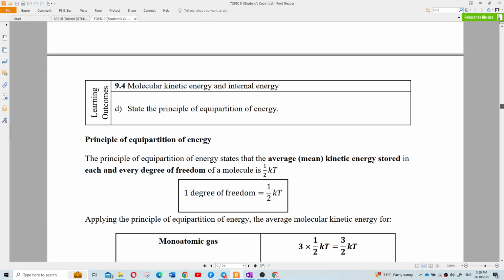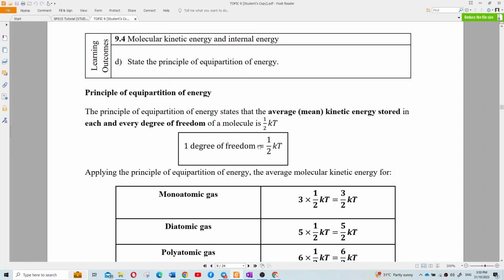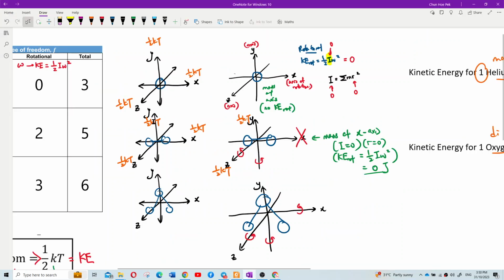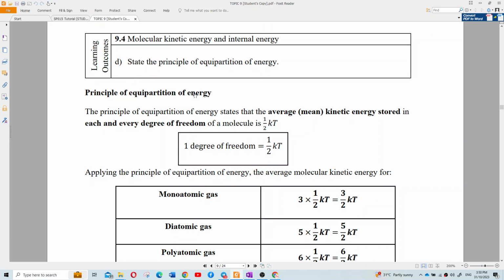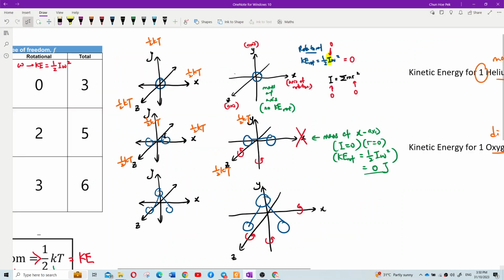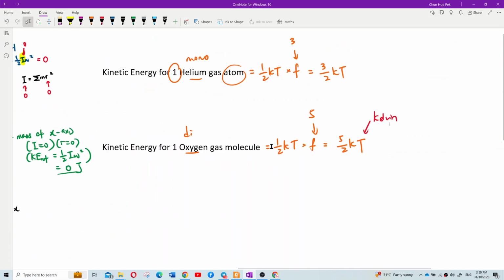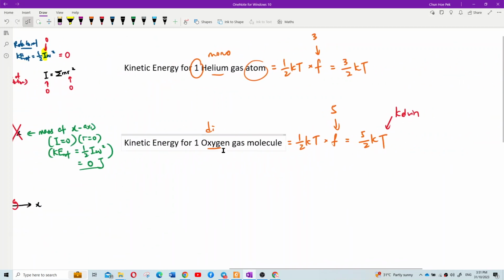Understand, class? Give me a thumbs up. Equipartition of energy: all of them have an equal amount of energy. You cannot say one partition has more energy than another partition. Each partition has an equal amount of energy. So all of them are half kT equally. So oxygen has 5 over 2 kT for one oxygen gas molecule.